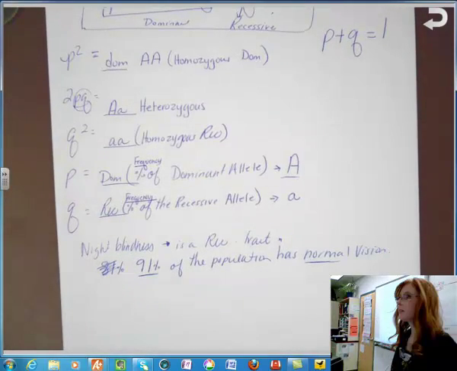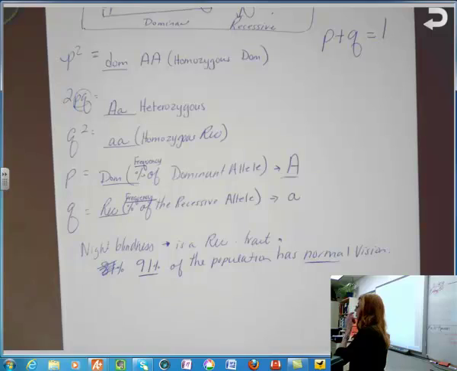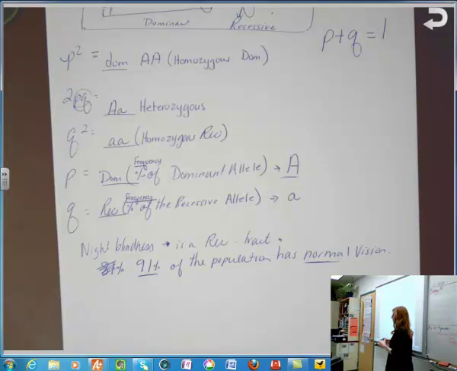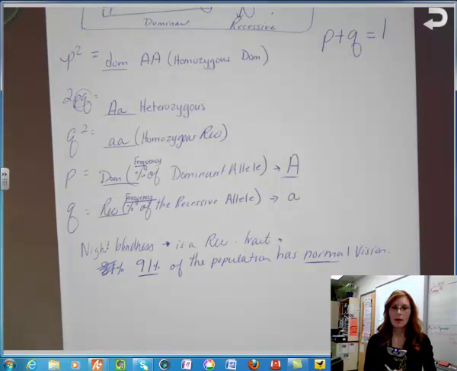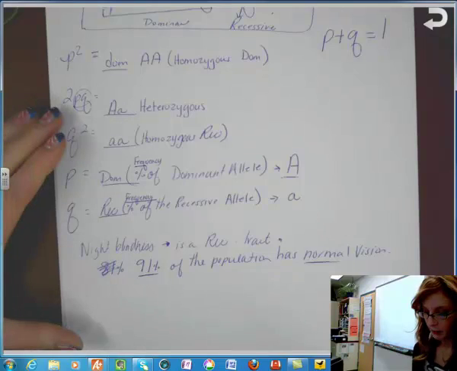So it's similar to a traditional genetics question where I'm going to give you information about whether the trait is dominant or recessive, but instead of giving you the parents, I'm going to give you a percentage that's going to connect back to our information here. Now, 91% of the population has normal vision.